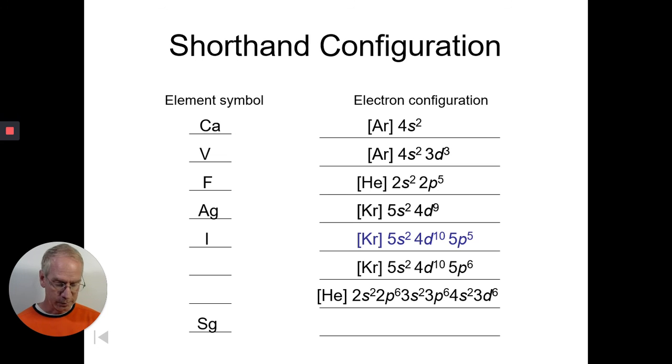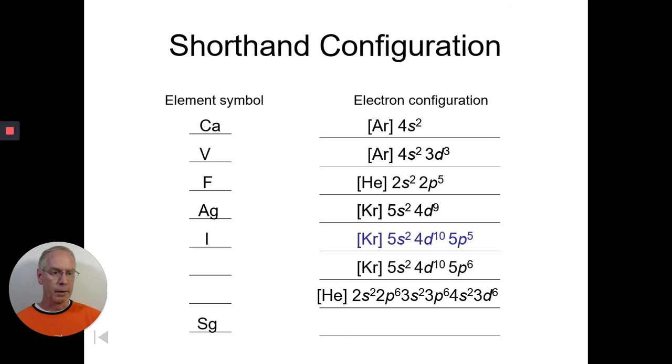Now that's actually a lot easier than writing out the entire thing, isn't it? 1s2, 2s2, 2p6, 3s2, 3p6, 4s2, 3d10, 4p6, 5s2, 4d10, 5p5. Whew, that's a mouthful to get that all out. Now, don't shorten this up and just write 5p5. That's not what I said to do. That's going to be incorrect.